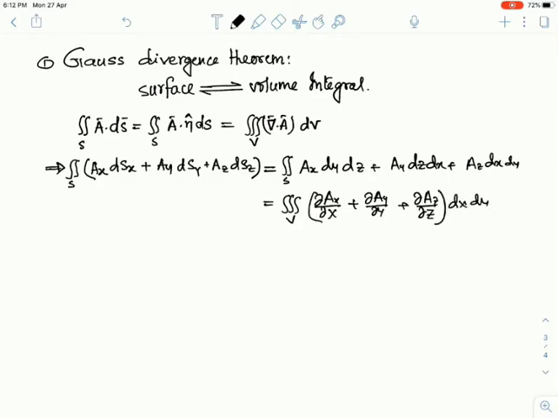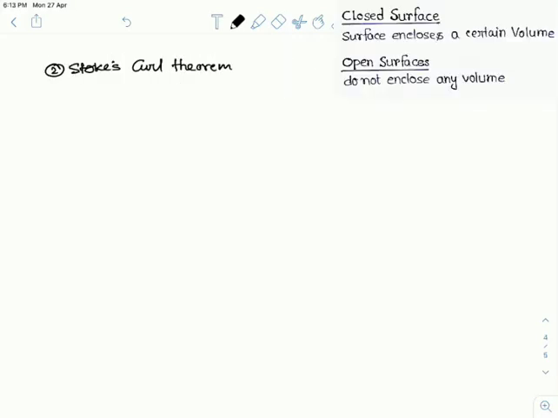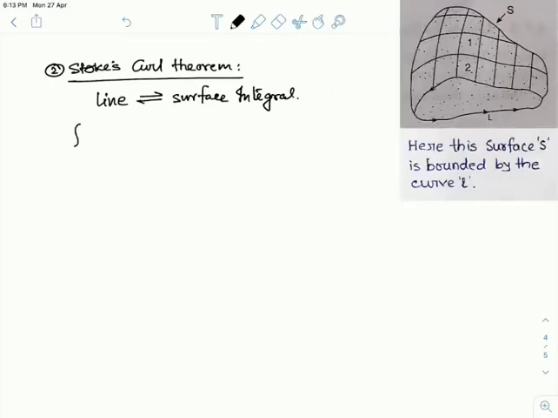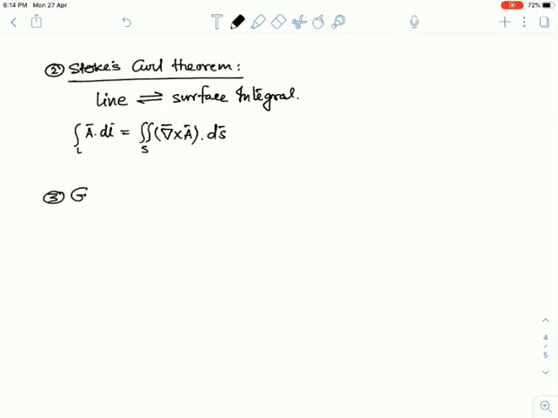Now Stokes' theorem. It is an integral theorem about the transformation between line integral and surface integral. So here this surface is bounded by this closed curve L. Now integration A dot dl equals surface integral of curl of A dot ds.